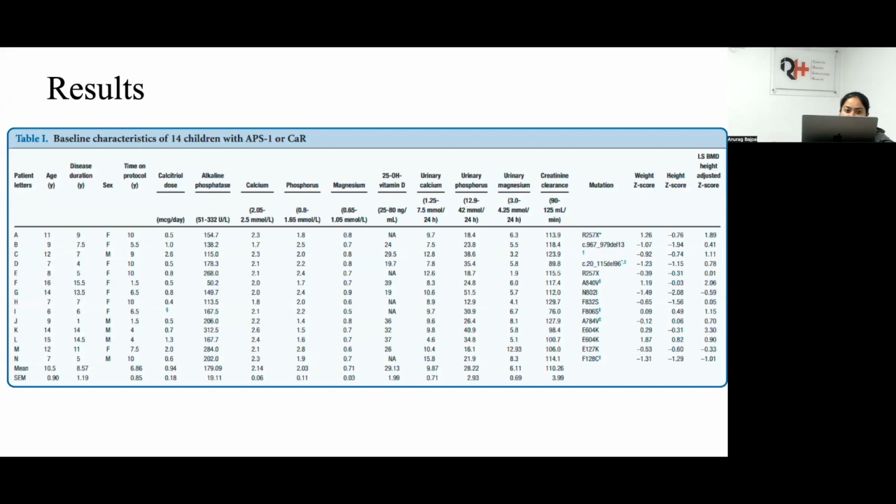Looking at the baseline characteristics, the children were mainly from 7 to 16 years of age. There were 5 patients with APS1 and 9 with calcium sensing receptor defect. In the APS1 arm the age range was 7 to 12, and in the calcium sensing receptor arm 7 to 16. All the patients at the start of this study were on calcitriol with calcium, except one patient who was on alfacalcidol.